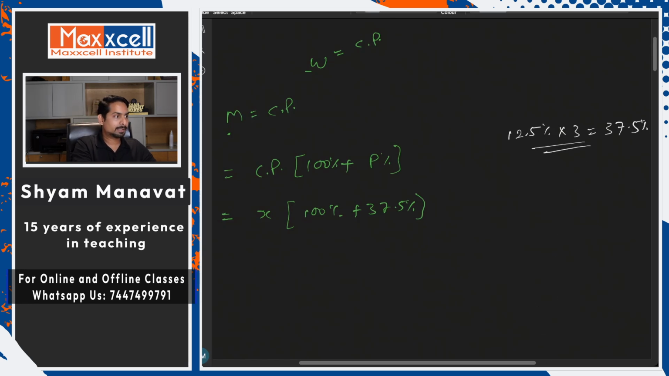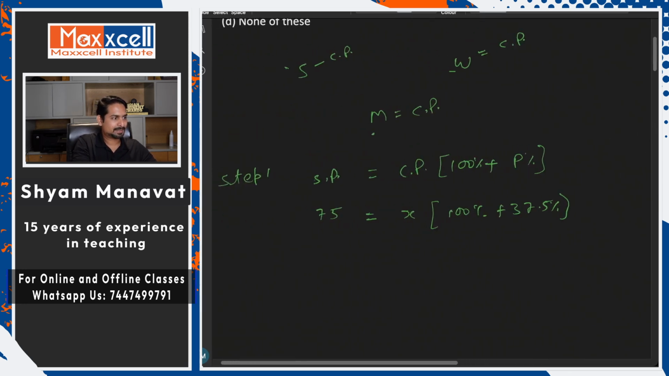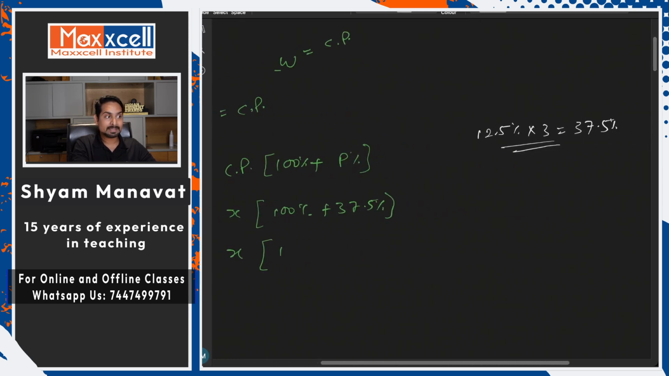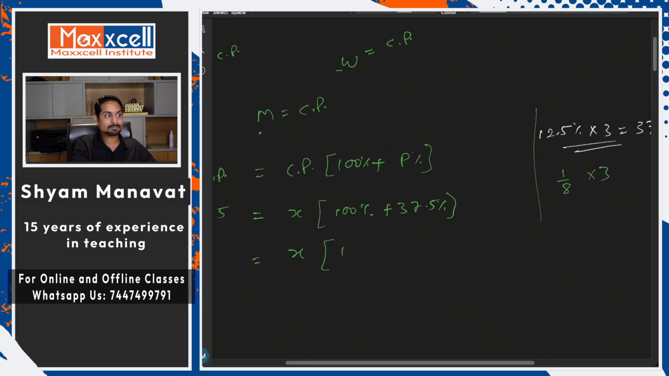So either you can do this, or 37.5% you can simplify by doing the fraction also. That's completely fine. It's one of the same thing. I would use this so that it looks easy, and calculation wise it looks easy. I know 37.5 is 3 into 12.5%. 12.5% is 1 upon 8 as the fraction. So here I can take the fraction value of 37.5 as 3 upon 8.